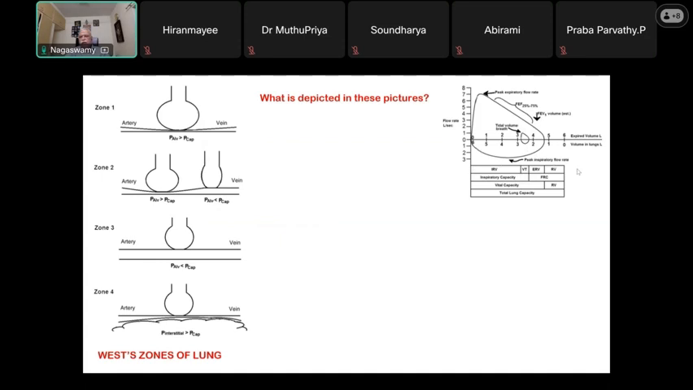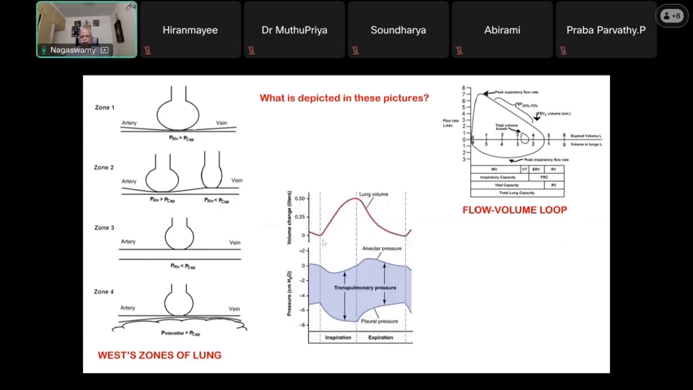What is this picture? This is, of course, not connected to each other. I thought of suddenly putting all these things up so that you can shift your thoughts from one concept to another. Any idea? Flow volume loop. Yes, very good.